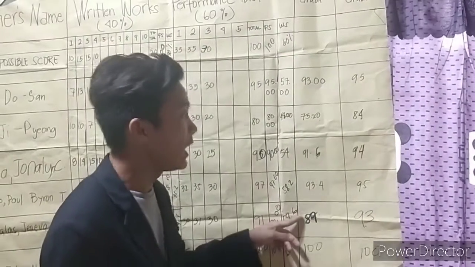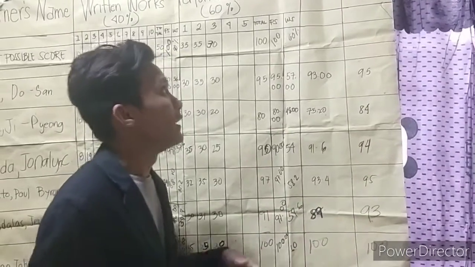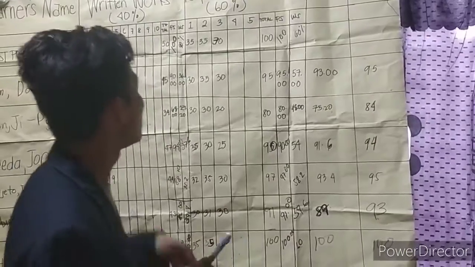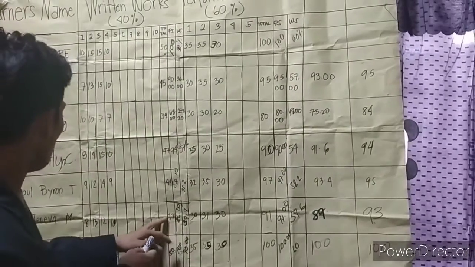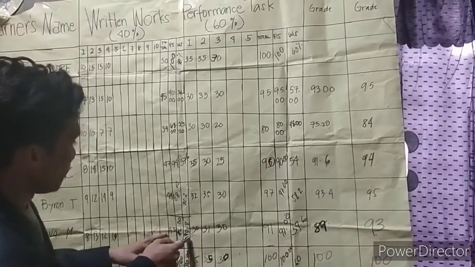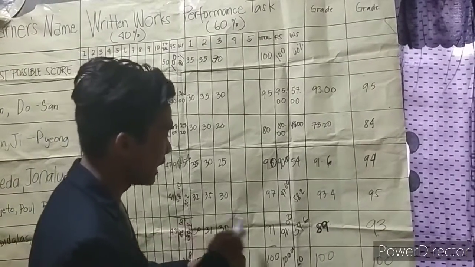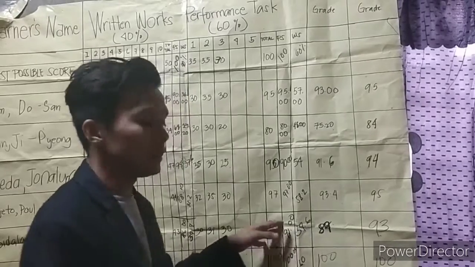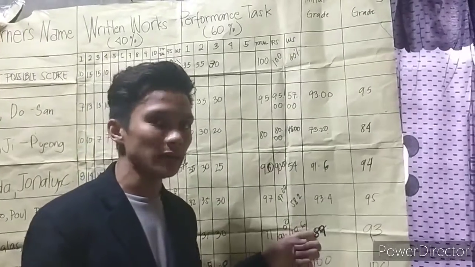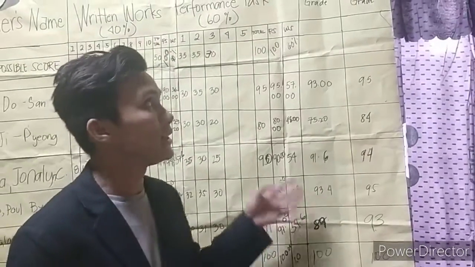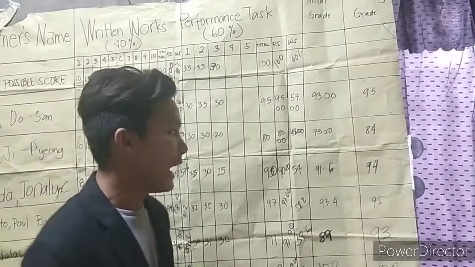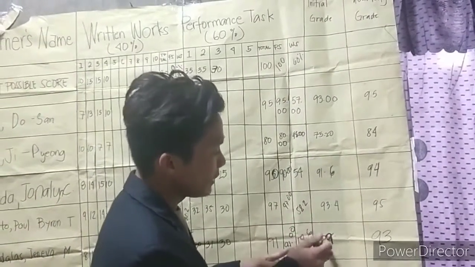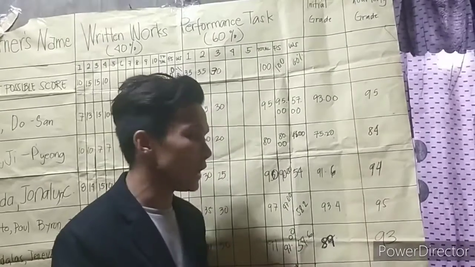To get the initial grade, we will add the weighted scores of Geneva Sabidalas in written works and performance task. For the written works, she got 34.4, and for the performance task, she got 54.6. It equals 89. And to get the quarterly grade, I use a transmutation table, and 89 is transmuted to 93.